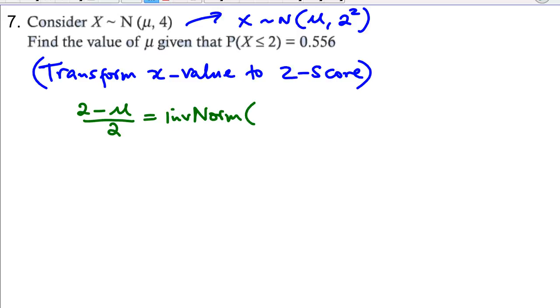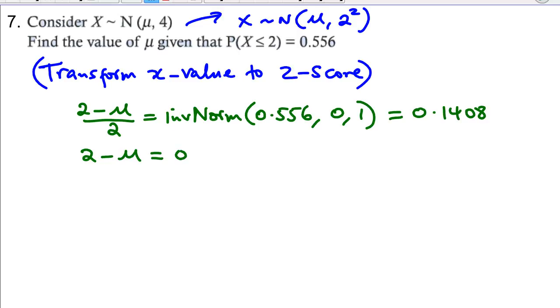So the parameters, the area does not change, so the area will still be 0.556, but because you are now working on a standard normal curve, the parameters will be 0 and 1. Okay? Remember, our goal is really to find the mean, and we want to form an equation that can help us to get that. This will be equal to 0.1408. So basically what we'll have is 2 minus the mean will be equal to 0.148 multiplied by 2. So I'm just going to multiply 0.148 multiplied by 2.